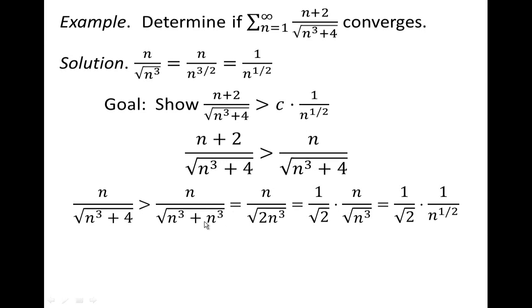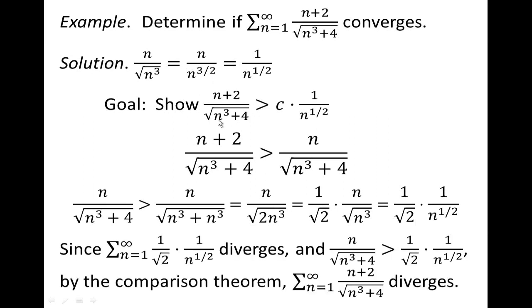Now in the denominator, I have n cubed plus n cubed, which gives me 2n cubed, but that's under the square root. I can pull the 2 out of the square root. We get 1 over radical 2 times n over the square root of n cubed, which reduces to this. Okay, so I know if I trace things back, my sequence is greater than this sequence. This sequence diverges, so that series is going to diverge.